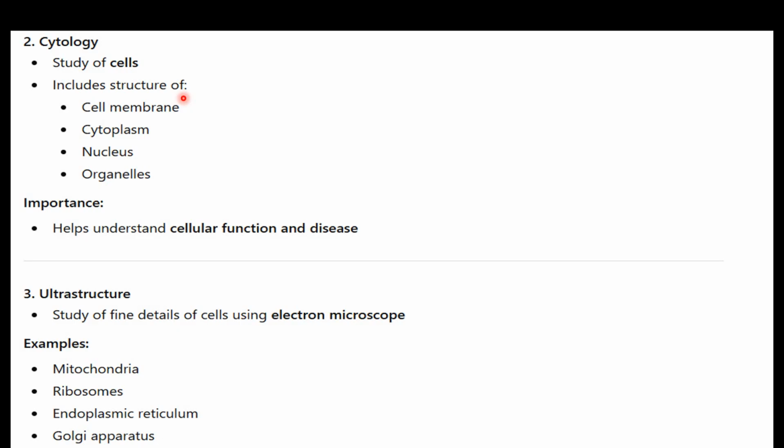Then we also have a third category, although we mainly categorize it only into two parts, histology and cytology. The third one is ultrastructure, which is mainly a study of the fine details of the cell using an electron microscope. So if you are doing a study with an electron microscope, then you can consider it under the third category, that is ultrastructure. For example, mitochondria, ribosomes, endoplasmic reticulum, and Golgi apparatus. So these are all the things that come under the ultrastructure category.